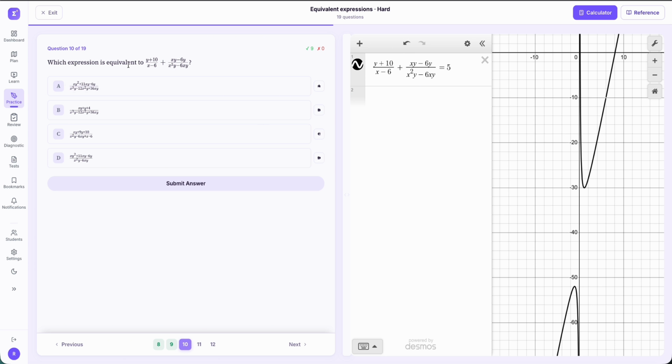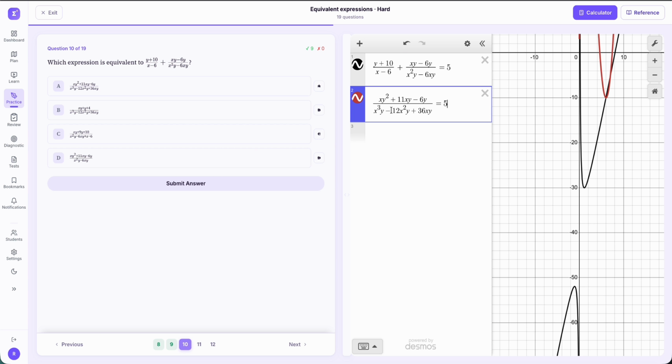Now, equivalent means one of these answer choices has to be the same. So I can go ahead and put these answer choices into Desmos, and also set them equal to 5 and see what matches. It's not fun, but it definitely beats the alternative, which is doing the algebra. So here, I'm putting in a here, x cubed y minus 12x squared y plus 36xy equals 5.